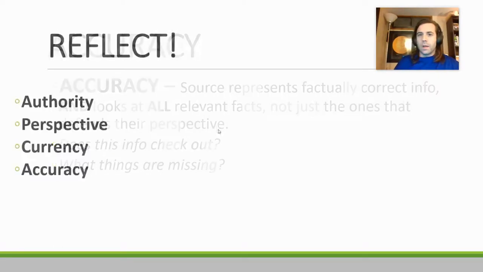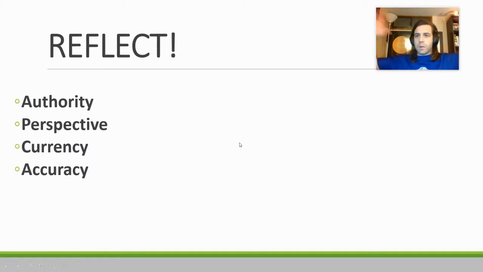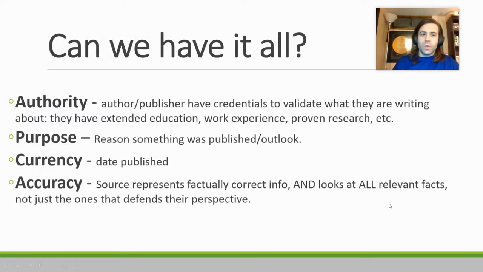All right. So here's a little task. I want you to press pause in this video, sit and reflect, and see if you can come up with definitions for these four terms: authority, perspective, or purpose, I'll call it purpose sometimes, currency and accuracy. Did you do it? All right. Well, here are my definitions of these things.